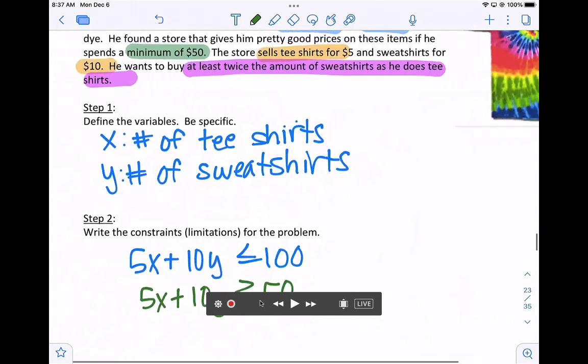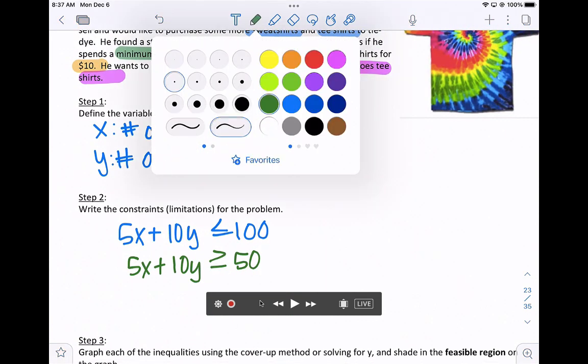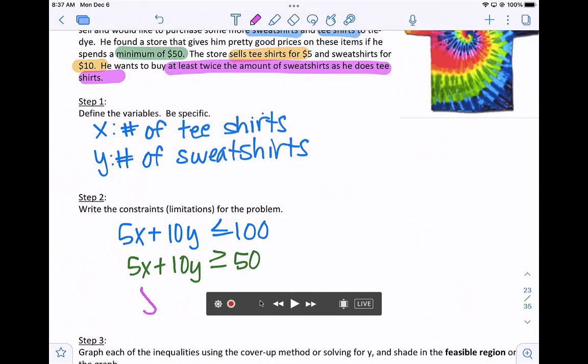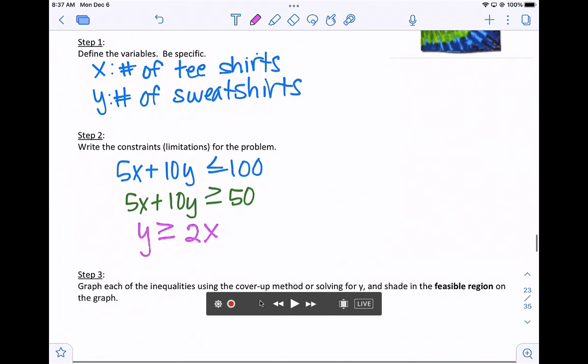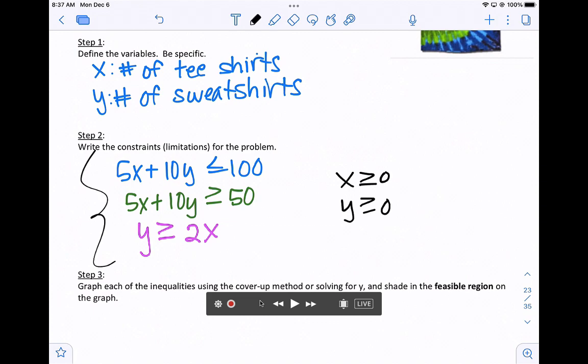And then he wants to buy at least twice the amount of sweatshirts. So the amount of sweatshirts should be greater than or equal to twice the amount of t-shirts. Okay, so we got our three inequalities right here. We could add the common sense constraints. x is greater than or equal to 0. y is greater than or equal to 0, which just means it's positive. When we graph it, we're not going to look at the negative.